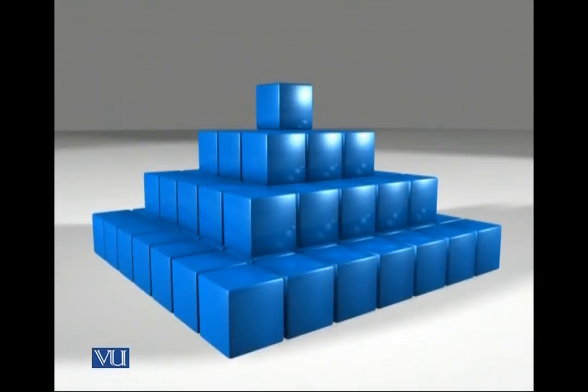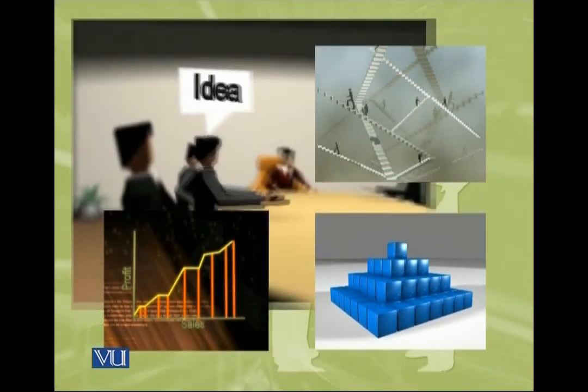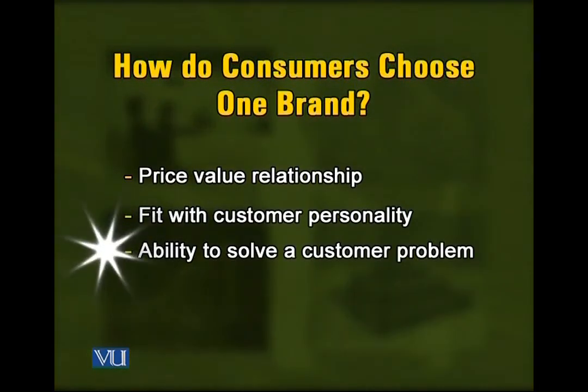And this is where psychographics comes in. And this may relate to things like motorbikes and cars and other consumer durables. Maybe a wristwatch, for example. The other one is the ability to solve a customer problem.